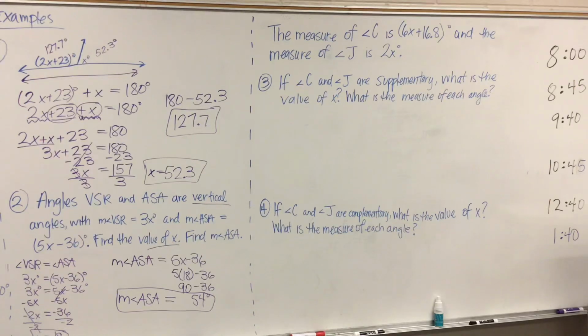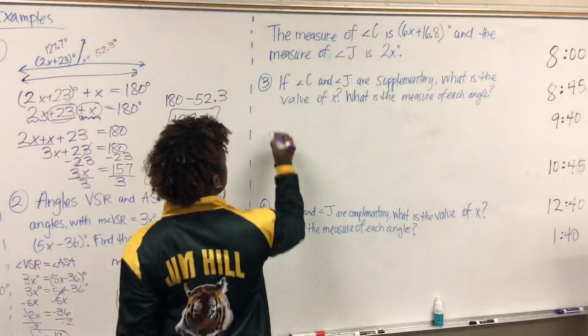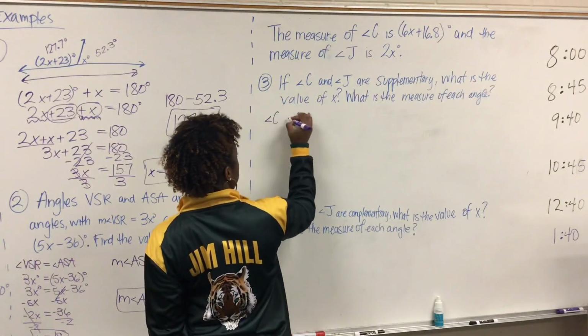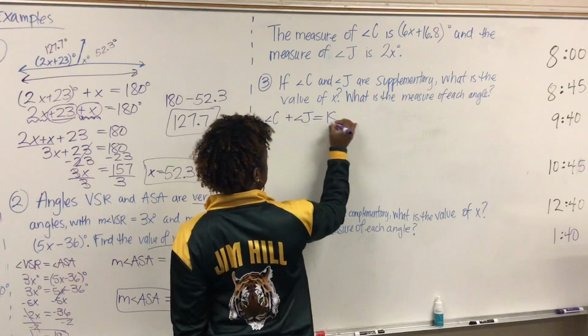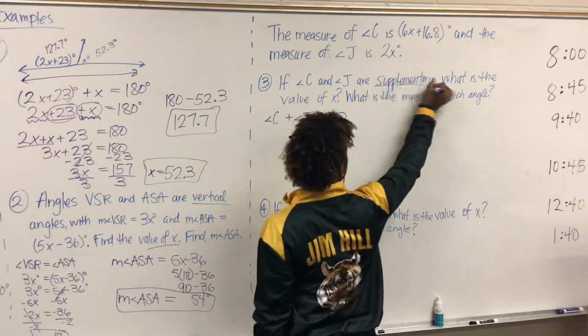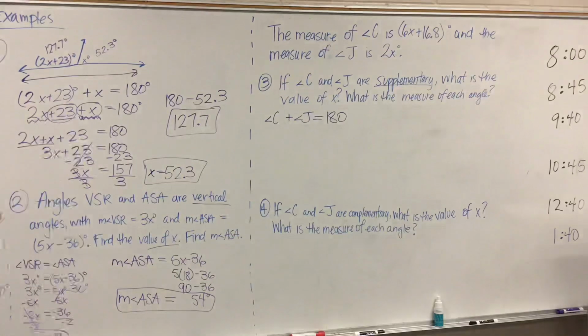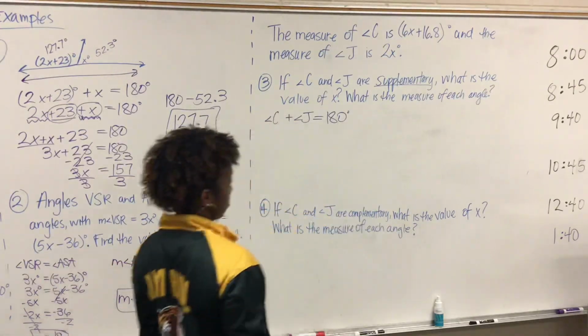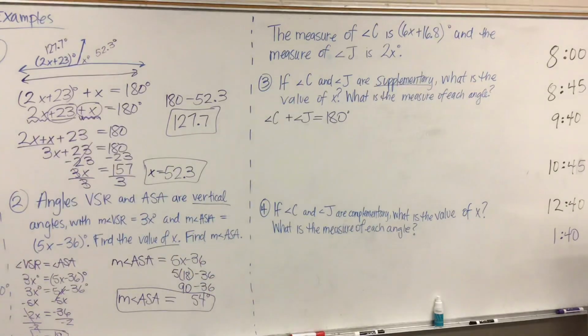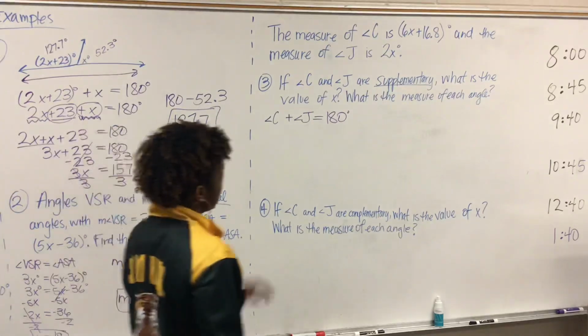So we're going to take it one at a time. Angle C and angle J are supplementary, which means if you add those two together, you would get 180 degrees. That's the first thing: knowing that angle C plus angle J is 180 degrees. What is the value of x?